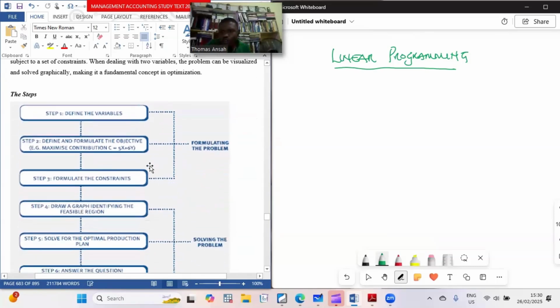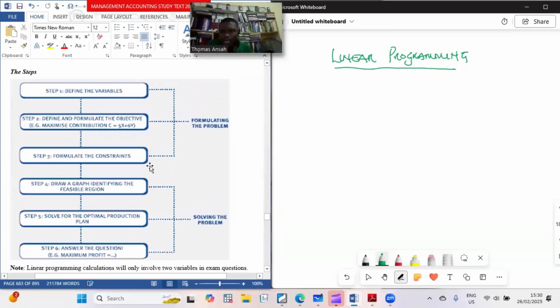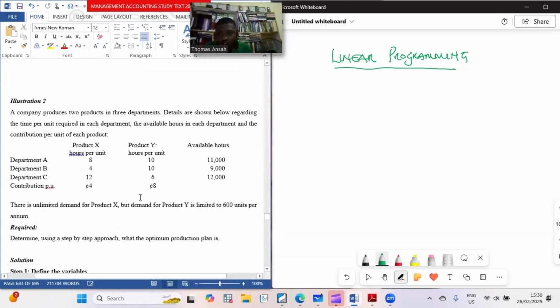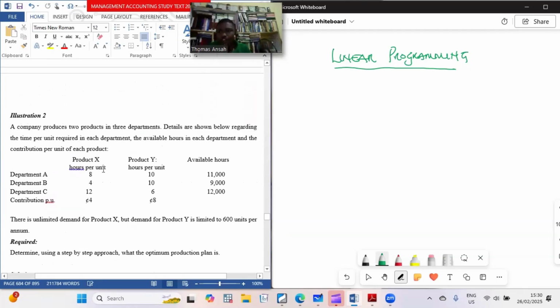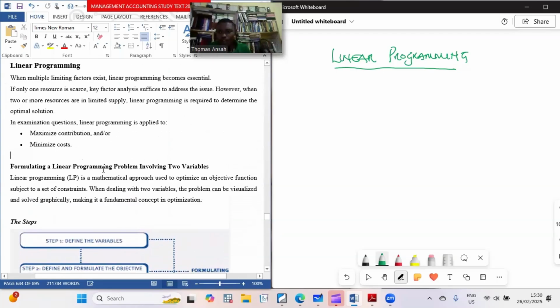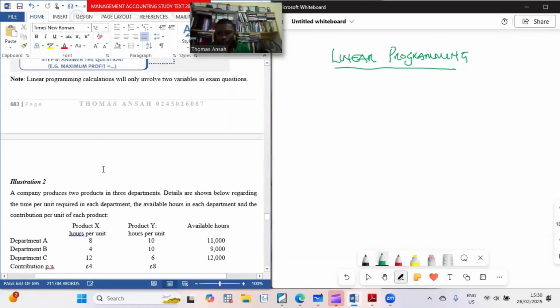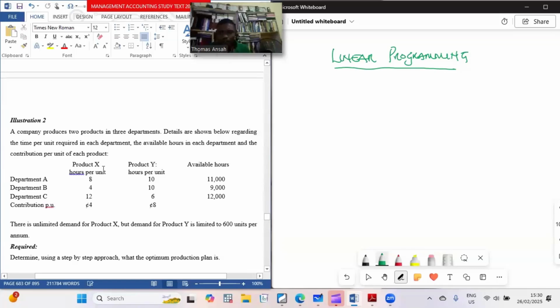Okay. So these are your steps. Define your variables, define and formulate your objective, formulate your constraint. These are simultaneous equation stuff. All right. So you can go ahead and draw your graph and stuff. The best way to look at these things is always to pick up a question and do. So we are going to use these steps. So step 1, we are told to define our variables. Variables of constraints.